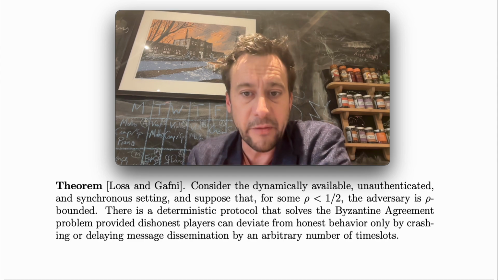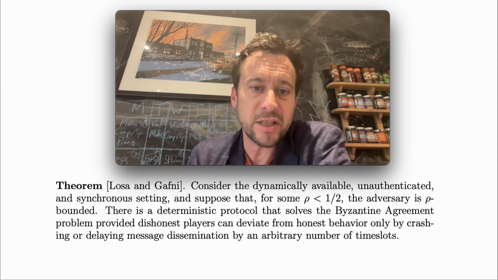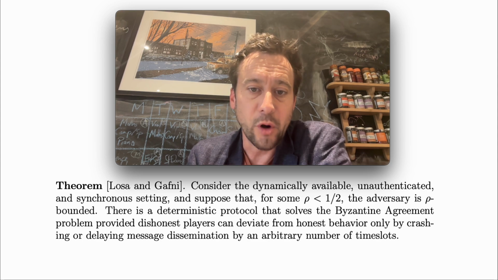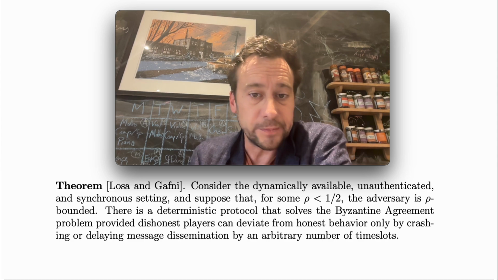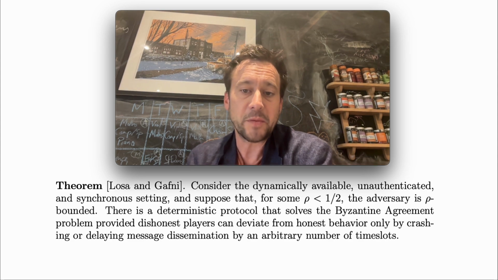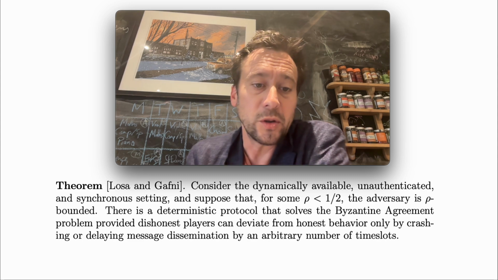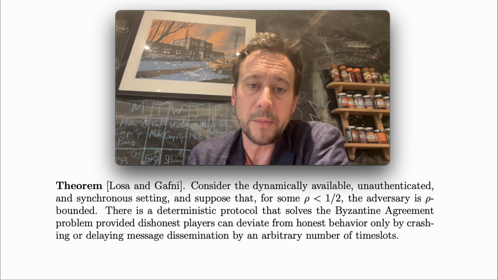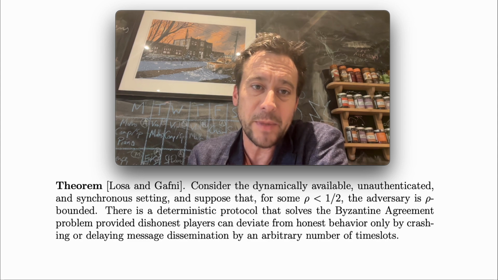Consider the dynamically available, unauthenticated and synchronous setting and suppose that for some rho less than a half the adversary is rho-bounded. And there is a deterministic protocol that solves the Byzantine agreement problem, provided dishonest players can deviate from honest behavior only by crashing or delaying message dissemination by an arbitrary number of time slots. Okay, so that suffices to separate the DA and the FP settings.